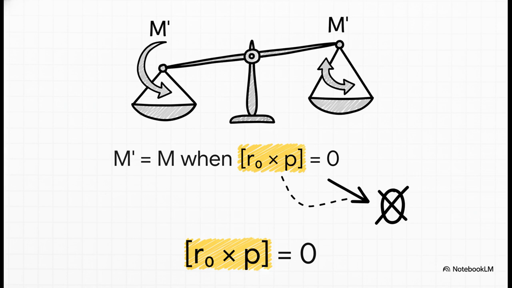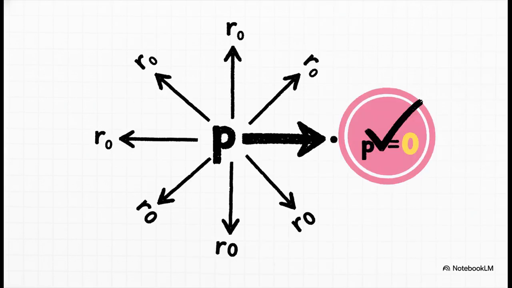This is the mathematical key. So the question becomes, when is the cross product of two vectors equal to 0? Now here's the kicker. The problem says this has to be true for any new origin. That means for any possible shift vector r0 we could possibly dream up. Since we can pick an r0 that points literally anywhere, the only way to absolutely guarantee that that cross product is always 0 is if the other vector in the equation, the total linear momentum p, is itself the 0 vector. There's just no other way.